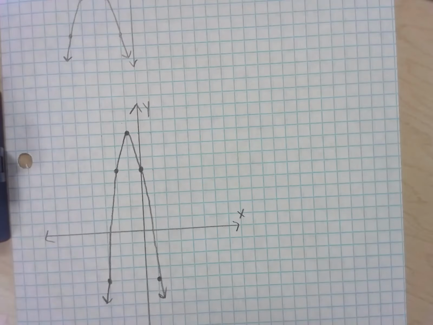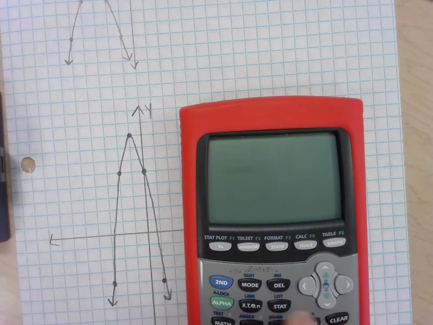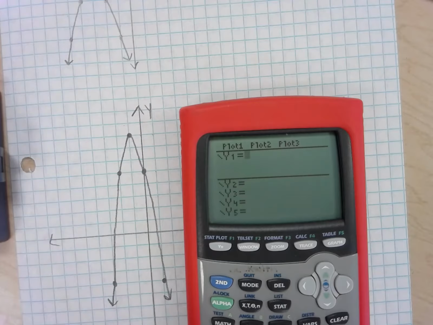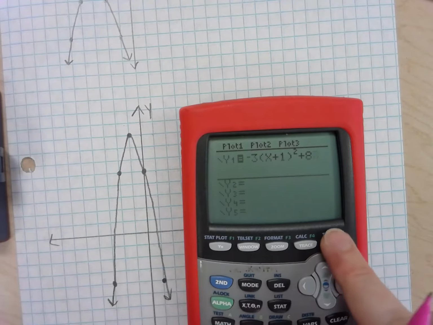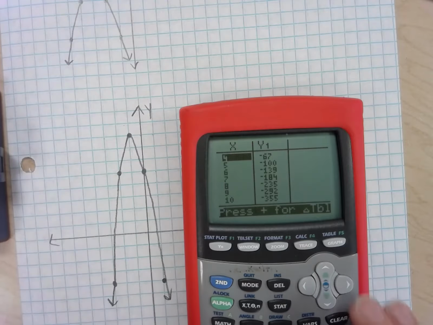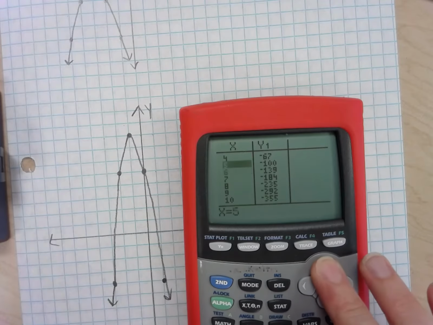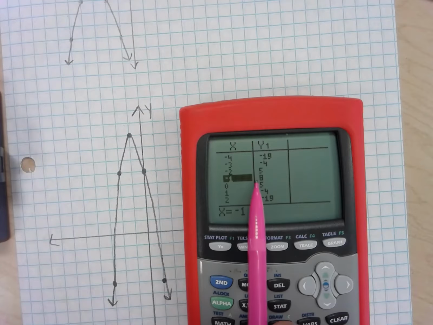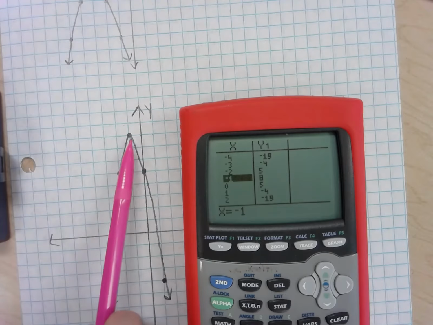You could always check this in the graphing calculator. So go and enter this equation into your y equals. So we graph negative 3 times (x plus 1) quantity squared plus 8. We know our vertex is at negative 1, 8. So there's the vertex, negative 1, 8, which is where we have it graphed.